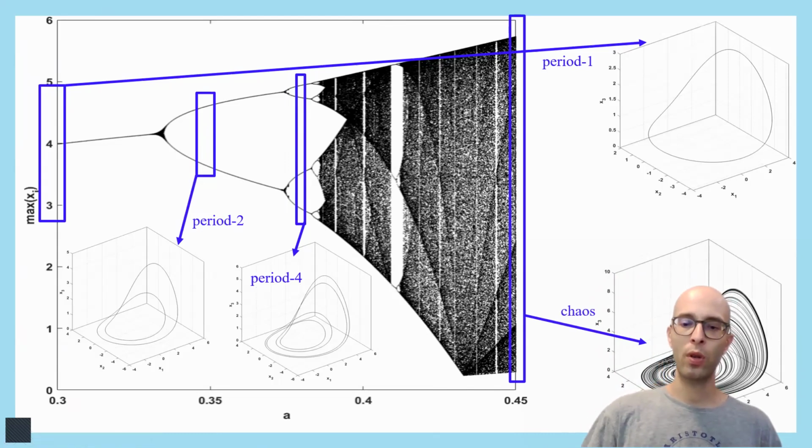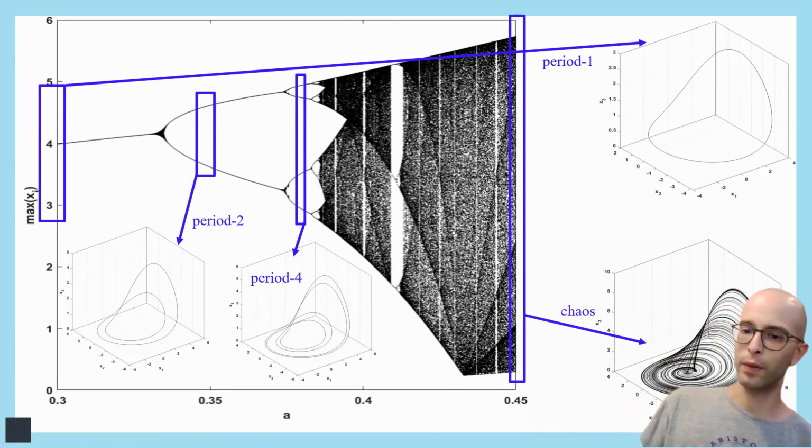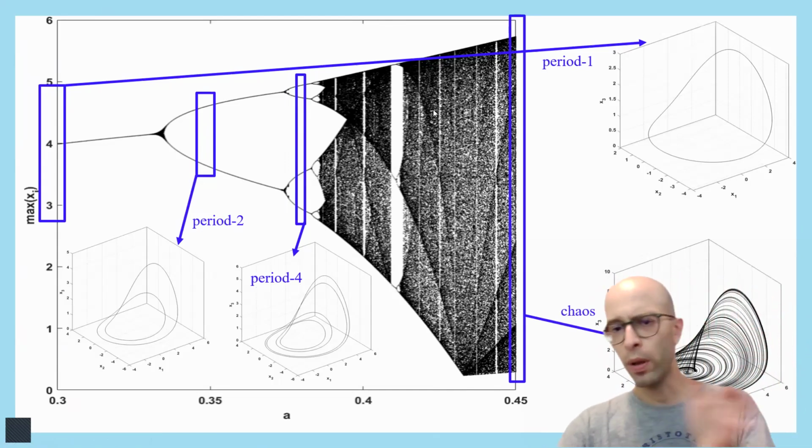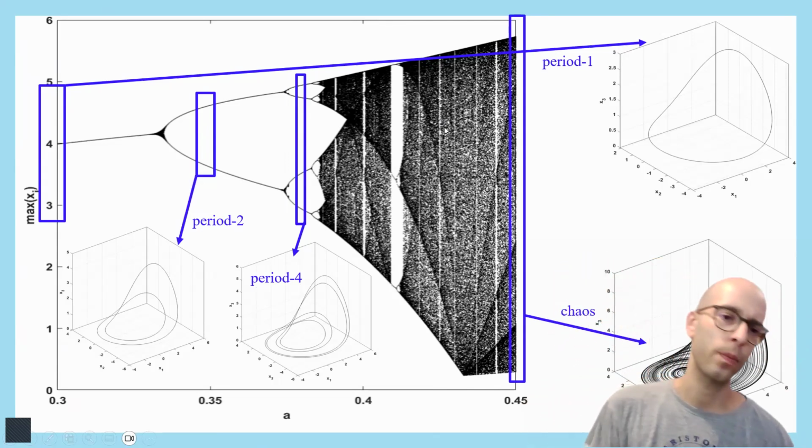See here, for example, for 0.45, I hope I'm not blocking the view, you can see very clearly that we have chaotic behavior. And for all the dense regions right here, we have chaos.